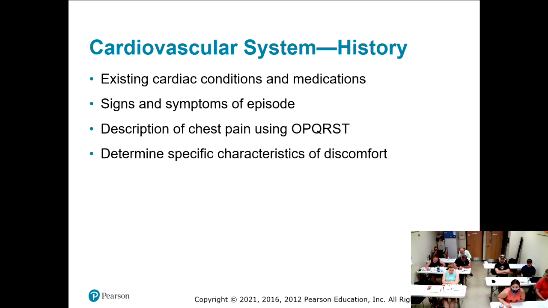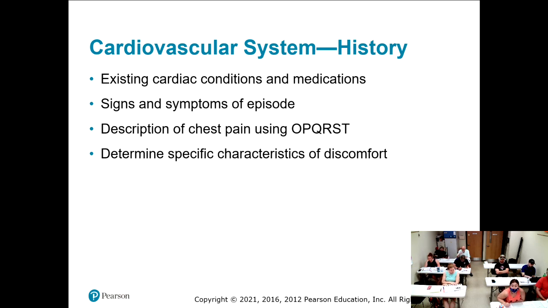So, signs and symptoms of an episode. With our cardio, we want to know OPQRST is kind of a really big one. We want to know what started these events, how long it's been going on, the severity of everything. We want to be able to track their pain. Is pain getting worse? Is it getting better? Is it staying the same? We really want to know that with chest pain patients specifically.